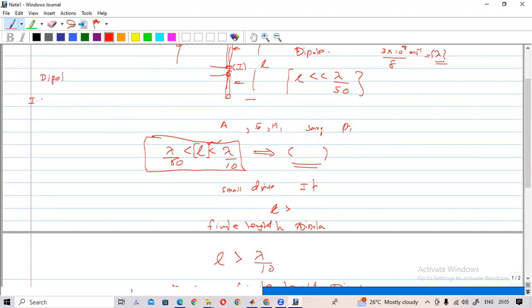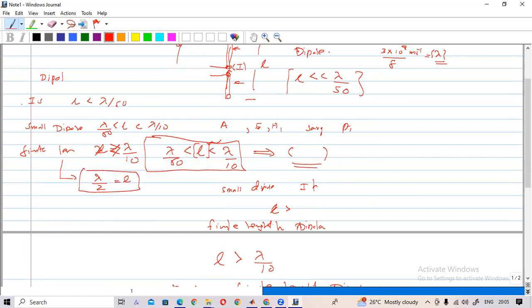One is infinitely small, that means the antenna length is less than lambda over 50. Then a small dipole, that is the length is greater than lambda over 50 but less than lambda over 10. Then a finite length antenna, that is L greater than lambda divided by 10. One example is lambda by 2, the half wave dipole. So these are the basic three types of dipole antenna.